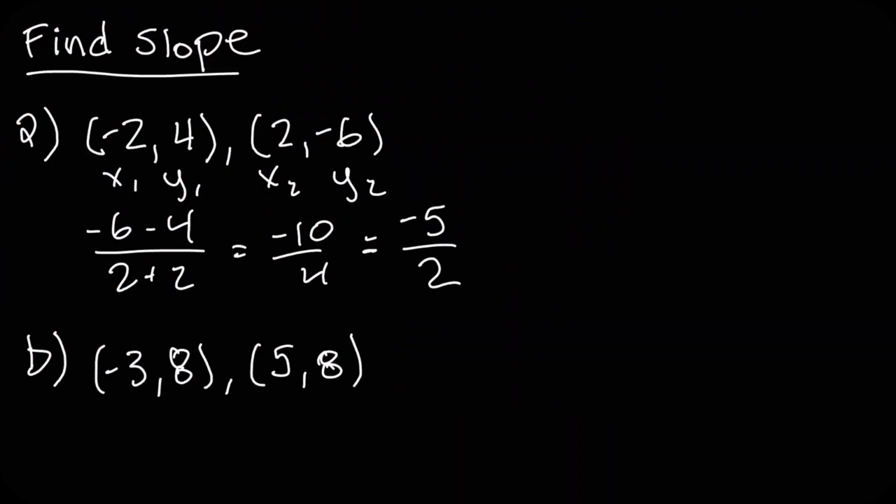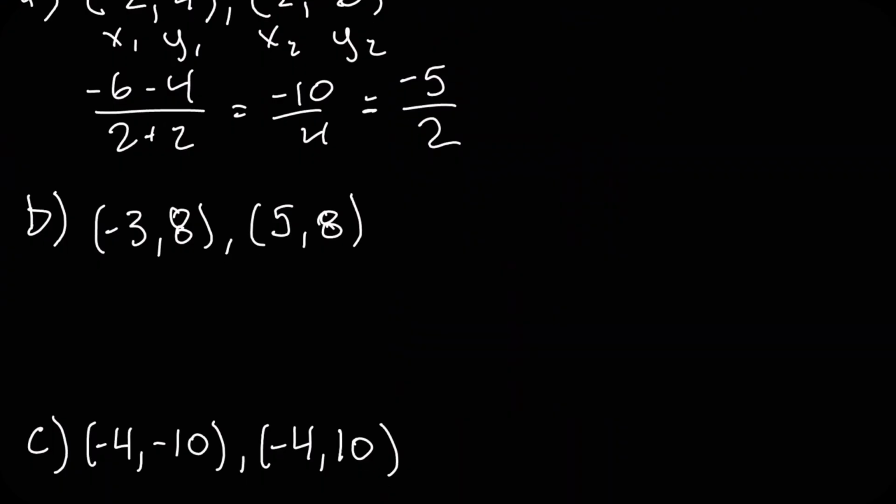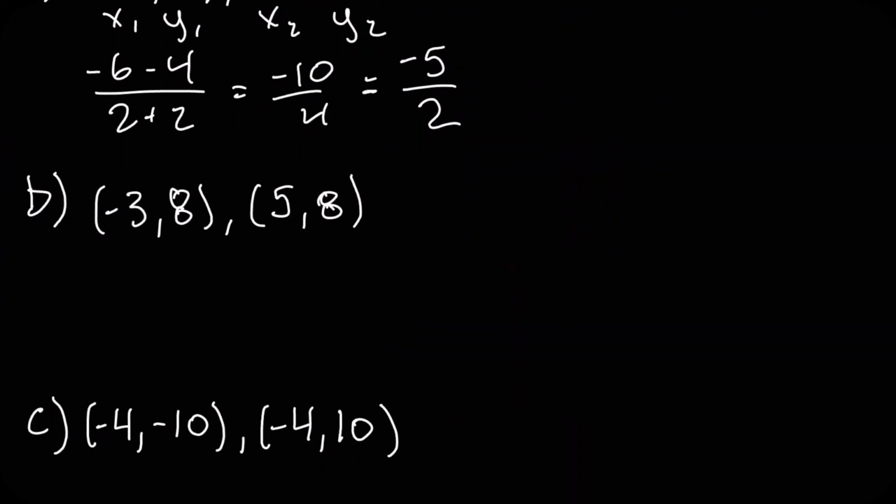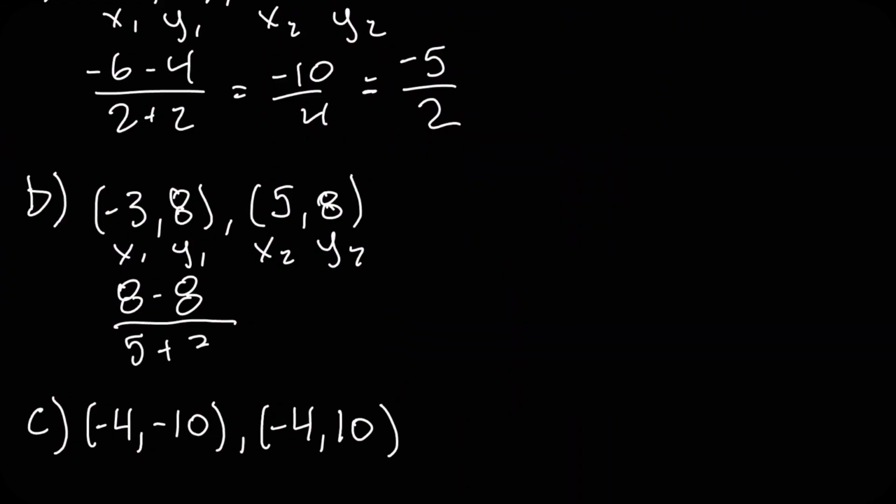So that's your slope for A. Go ahead and look at B. Do the same thing. Identify your x1, y1, and your x2, y2. So we will get an 8 minus an 8 divided by 5 plus 3. And what this actually gets us is 8 minus 8 is 0 divided by 8. So we're okay with this one. We are just having a slope of 0.